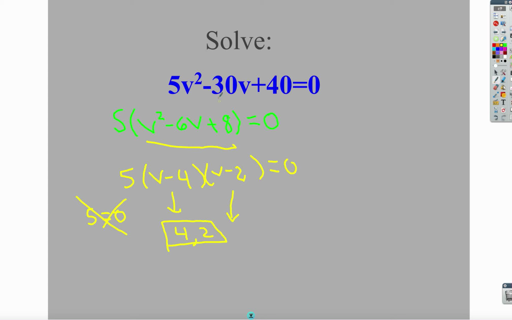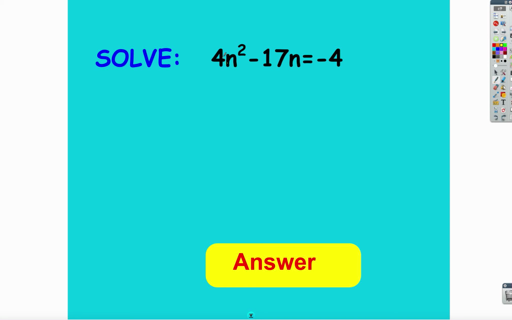So it's not always going to work out so conveniently that the leading coefficient factors out. Let's look at an example where we have a 4. The first thing I'm going to do is get it equal to 0. So I'm going to get 4n squared minus 17n, and I'm going to add the 4 to both sides to get it equal to 0. In this case, the leading coefficient does not factor out. So I'm going to create a grouping situation here.